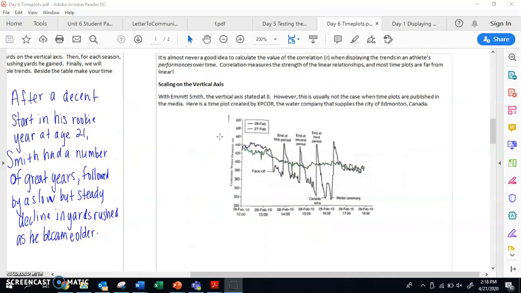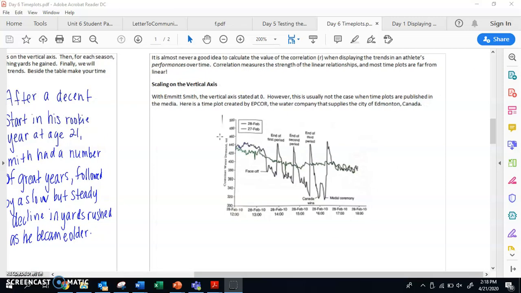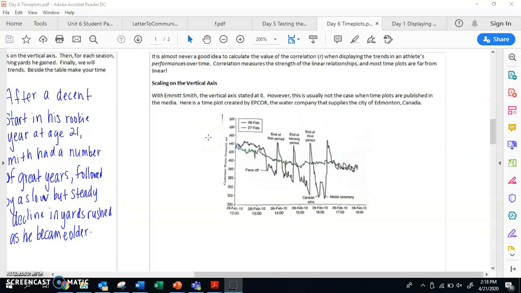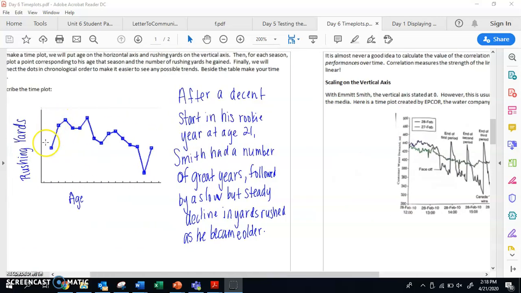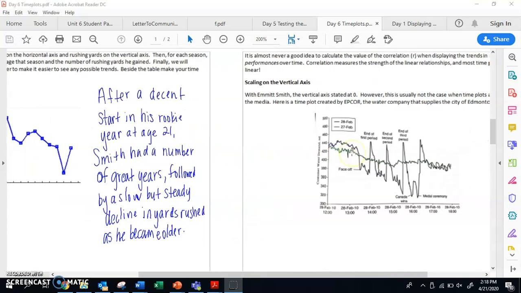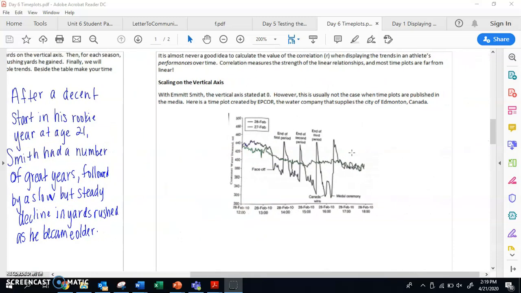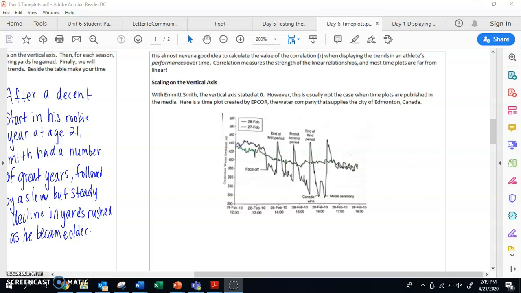Now, it's almost never a good idea to calculate correlation for a time plot. The reason is that time plots don't necessarily follow trends. This one did. Over time, he had a gradual decline. But you're not always going to see that, because, let's say it this way, time does not necessarily dictate what numerical variables will do. It's usually other outside forces that cause numerical variables to change.